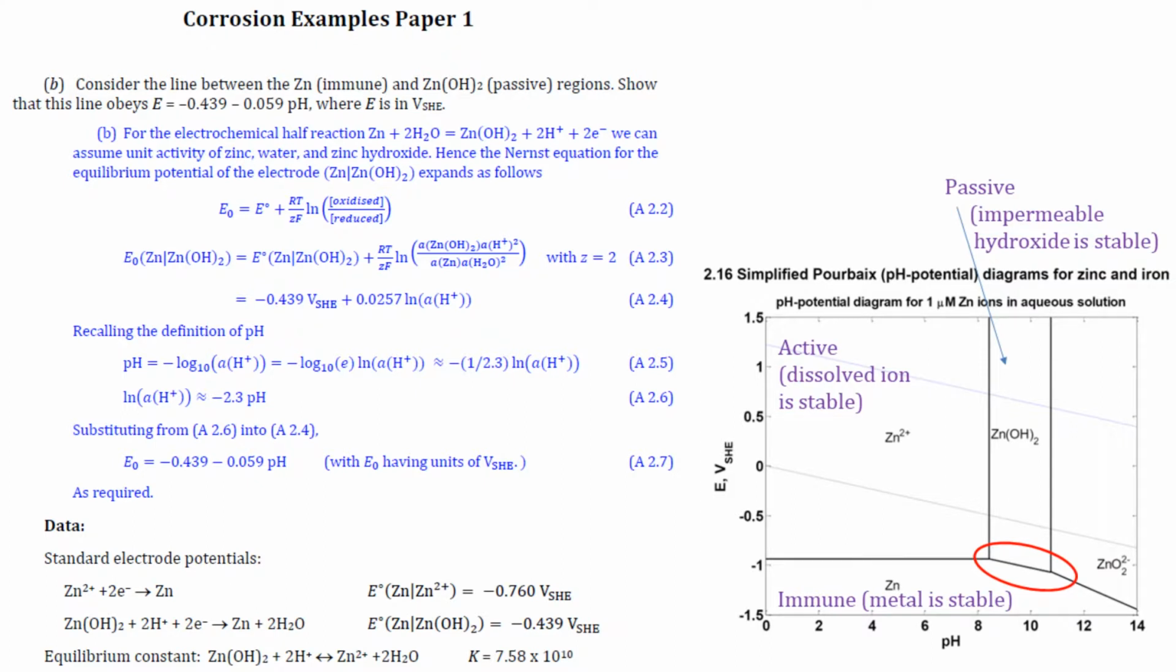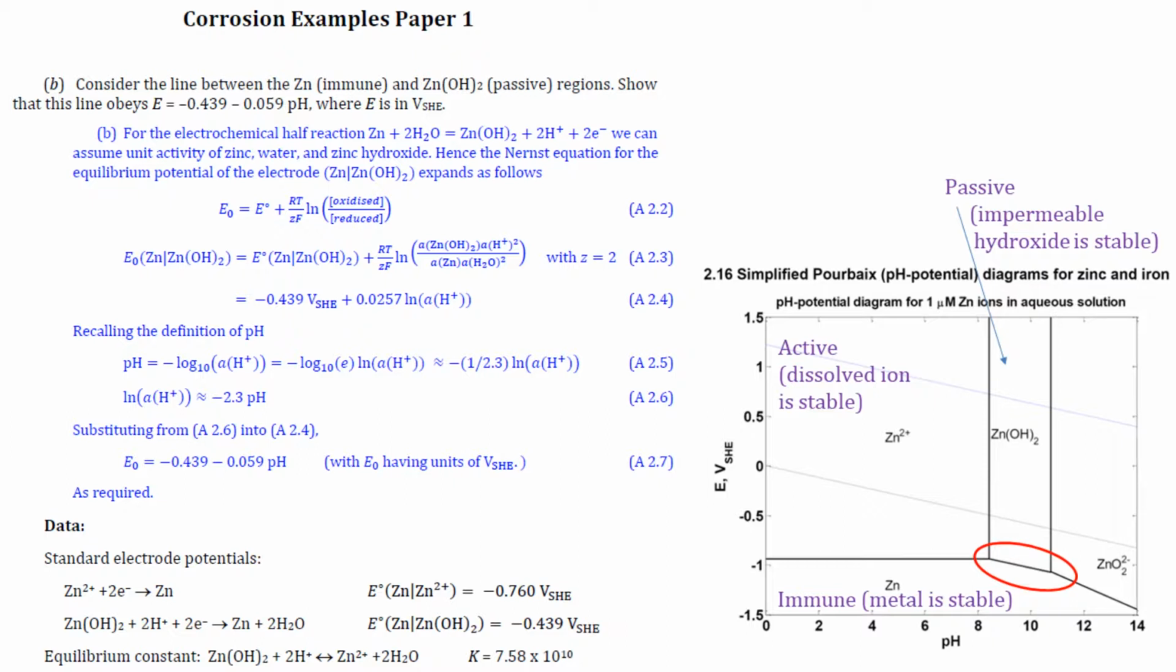Part B says, consider the line between the zinc metal immunity and the zinc hydroxide passivity regions. So show that this diagonal line obeys an equation which it gives in the question. Now, the equilibrium line here on the pH potential diagram is diagonal because it is both a redox and an acid-base reaction, so there is both electron transfer and proton transfer. That's okay, whatever. We can just use the Nernst equation, equation A 2.2. In this case, that's the Nernst equation in general.